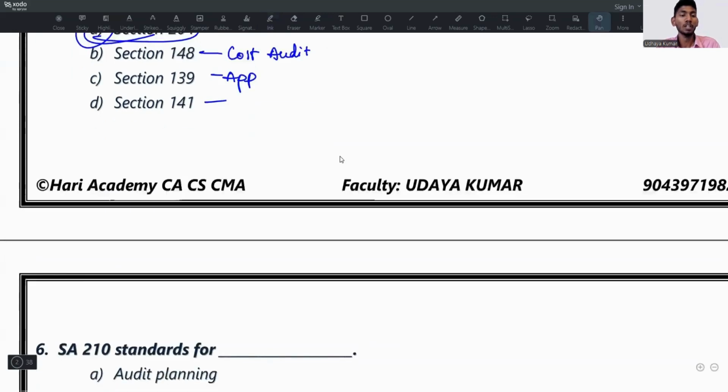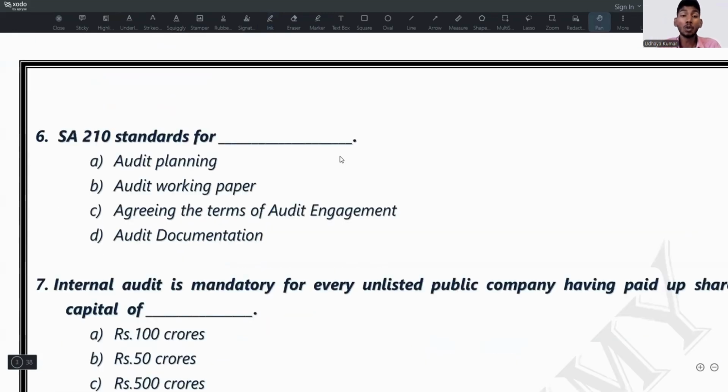So easily you can find the answer, which is section 204, which is nothing but secretarial audit is covered under section 204. Moving to the next question: SA 210 stands for what? Audit planning, audit working paper, agreeing the terms of audit engagement, or audit documentation? We have discussed the standards on auditing in our regular classes, as I told you. So the right answer is agreeing the terms of audit engagement, which is SA 210.